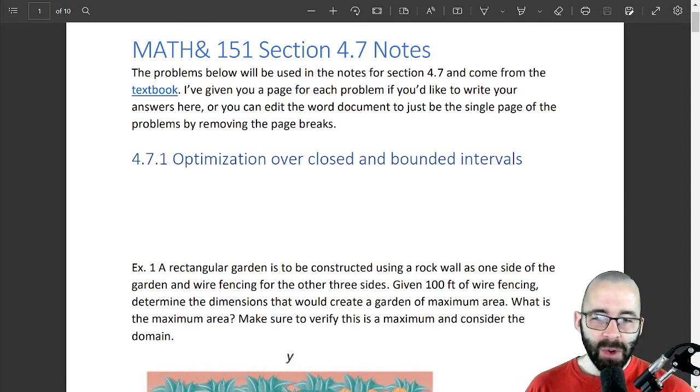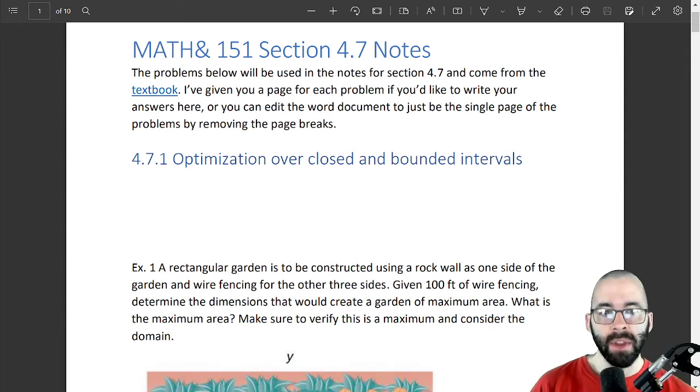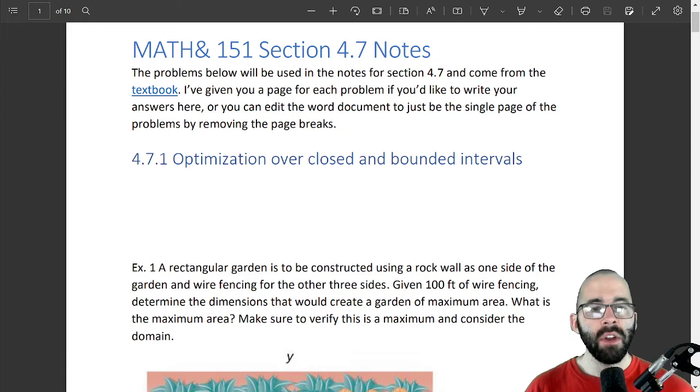So 4.7 is really nothing new. And I know I say that sometimes, but it really isn't. It's just kind of combining a bunch of things that we've done before. So we're going to start by optimizing over closed and bounded intervals. And right off the bat, that should bring into mind the extreme value theorem, that if we have a continuous function on a closed and bounded interval, there will be a guaranteed absolute max and absolute minimum. And we already found out how to find that.